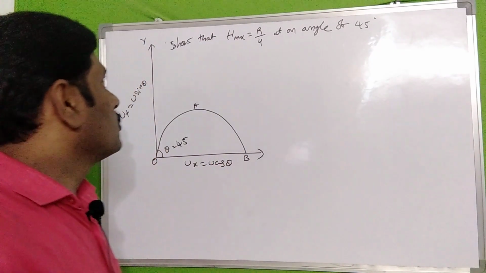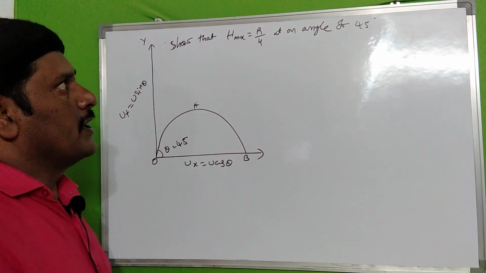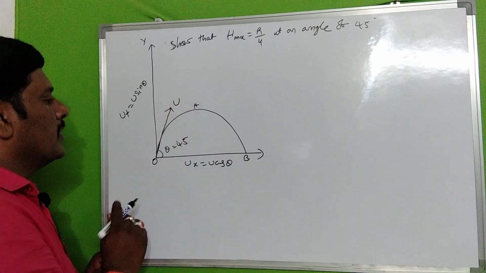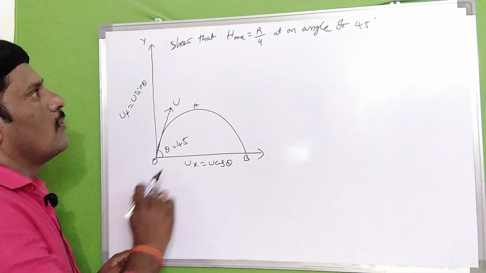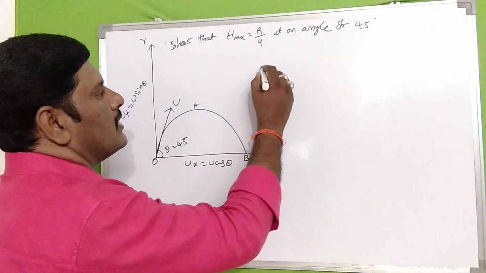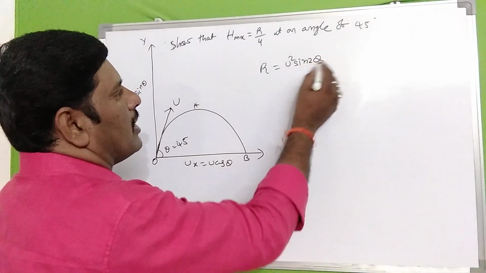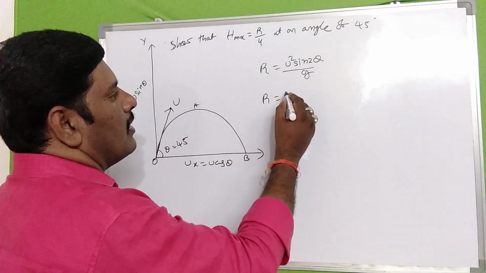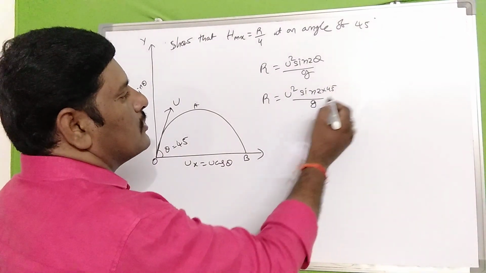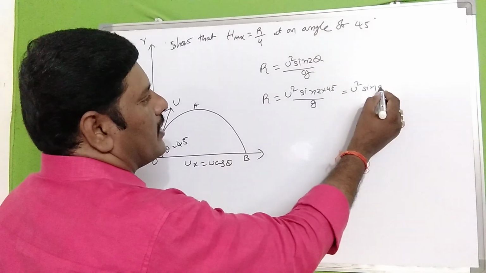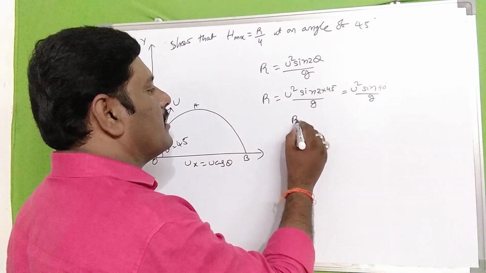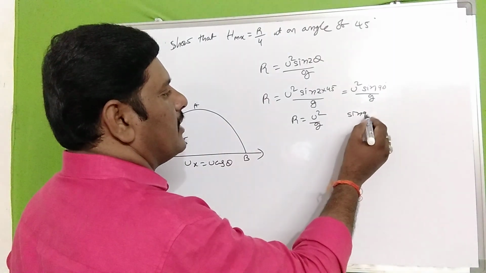Now our question is: show that maximum height equals range by 4 at an angle of 45 degrees. So let us consider a body projected with some velocity u at an angle of 45 degrees with the horizontal. Now we find that h maximum equals r by 4. Already we know the range relation, r equal to u square sine 2 theta by g. Applying the formula with 45 degrees, u square sine 2 into 45, which is 90, by g. From the relation we know that sine 90 equal to 1. So r equal to u square by g.